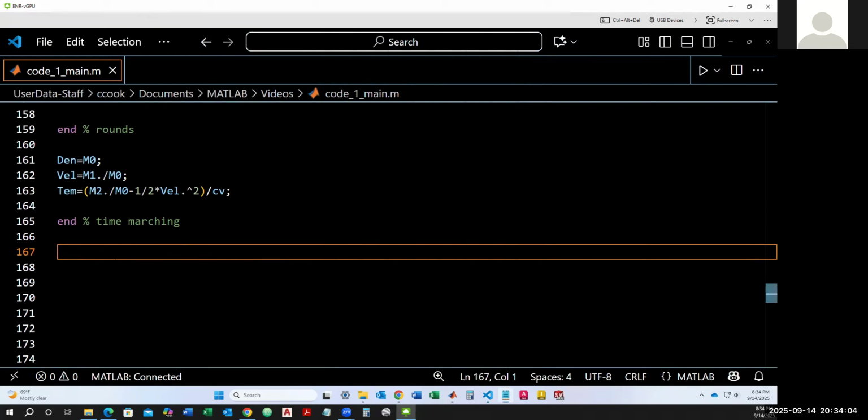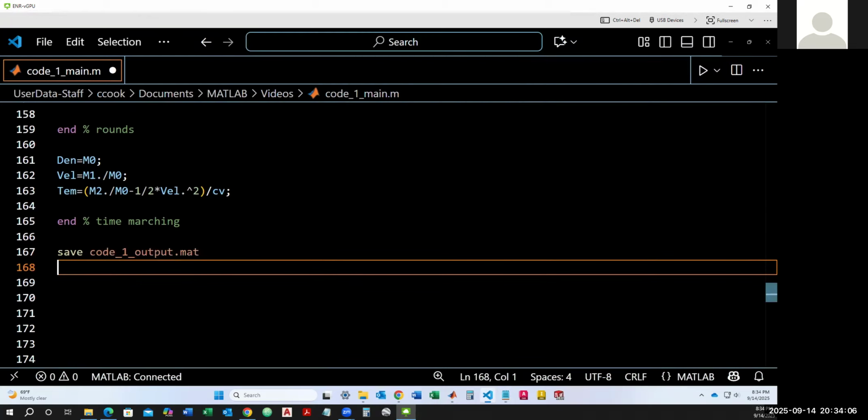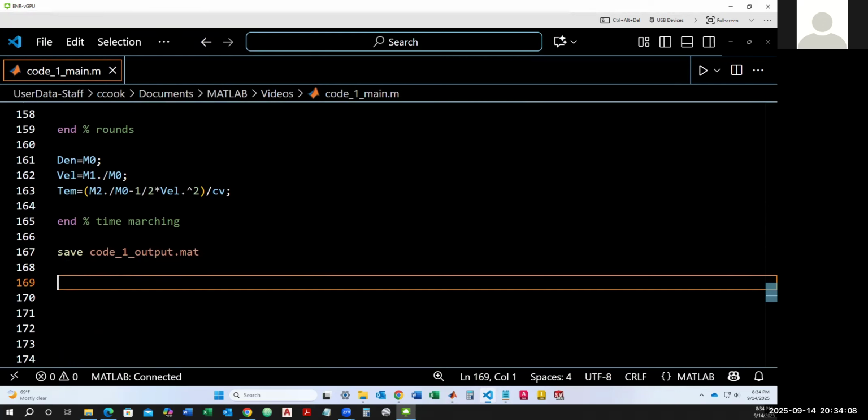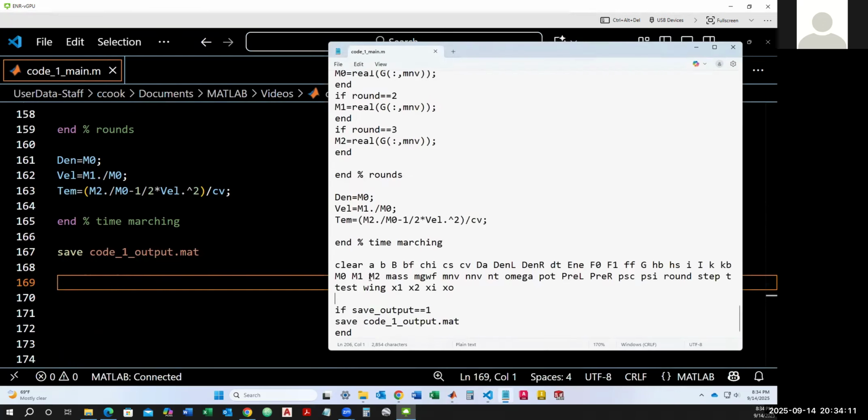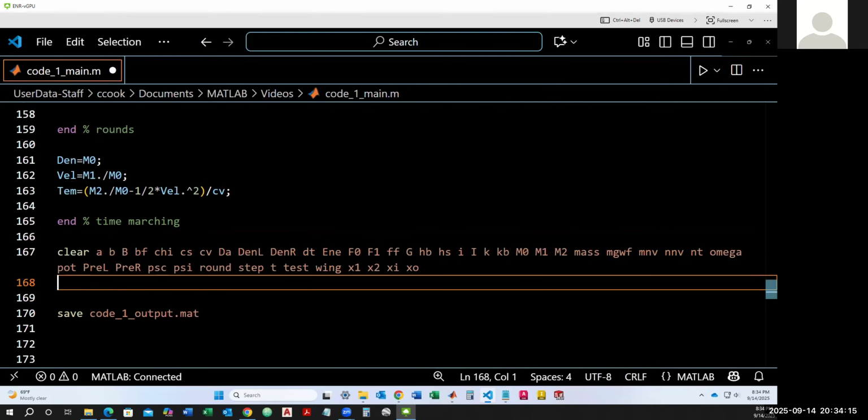I'm going to run this code and then I'm going to save the output. I'm also going to get rid of a bunch of variables that I don't want in there.